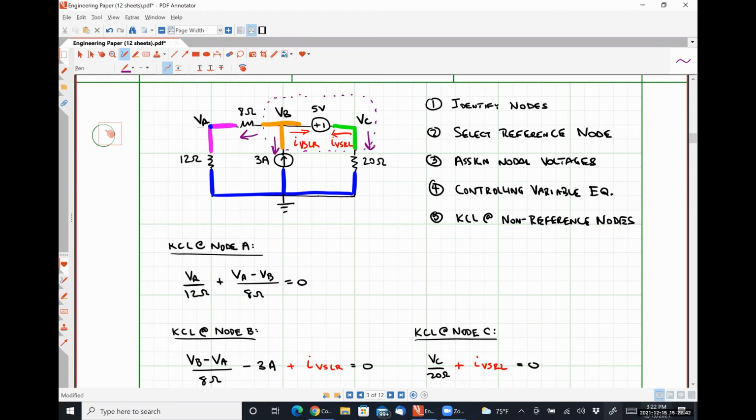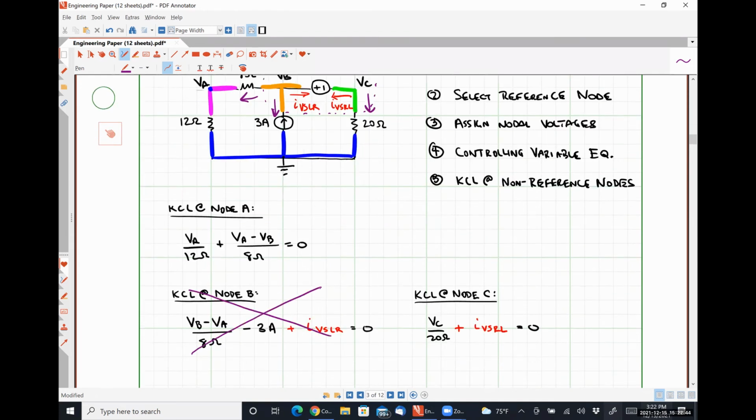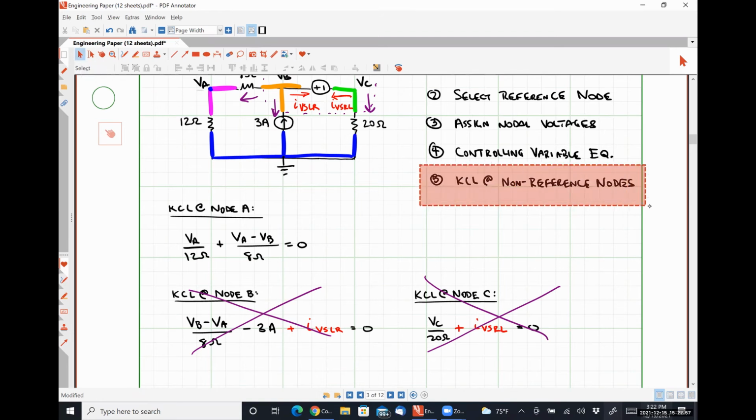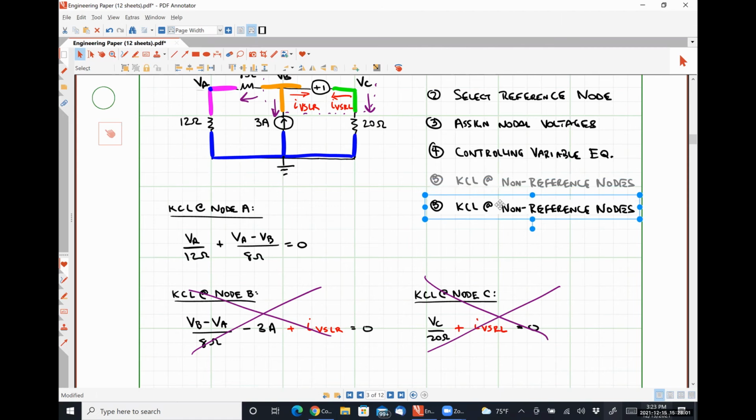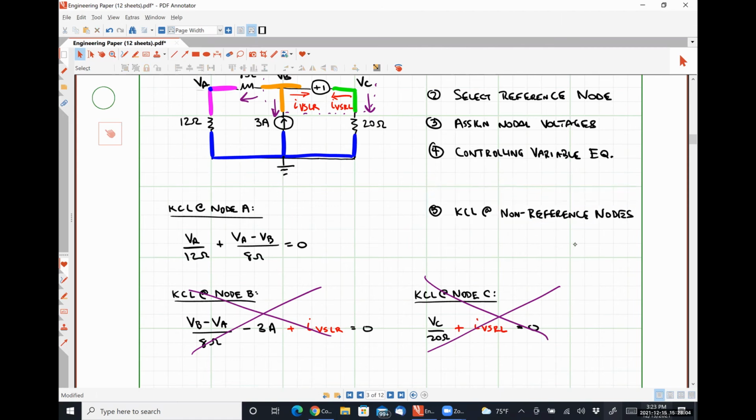So my supernode equation is going to be adding this current plus this current plus this current together and ignoring my voltage source entirely, all right? So let's scratch this guy out, scratch this guy out, and I'm moving this guy down. It's going to be step 6, but we're going to go ahead and take care of it now.